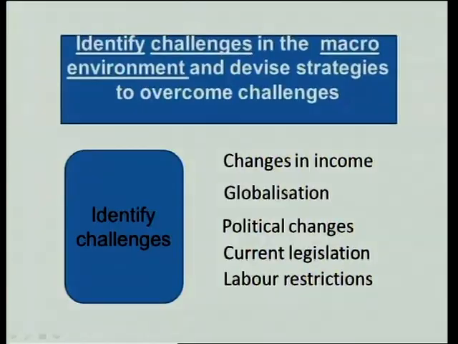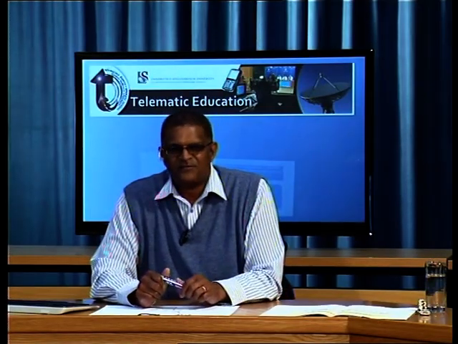And then the big issue currently is the labor restrictions. Businesses are complaining and saying, but we cannot fire and hire left, right and center. They cannot do that because they're governed by the Labor Relations Act. We've got the Basic Conditions of Employment Act, the Employment Equity Act, the Broad-Based Black Economic Empowerment Act, and all these impact on the business and are identified as challenges for the business.